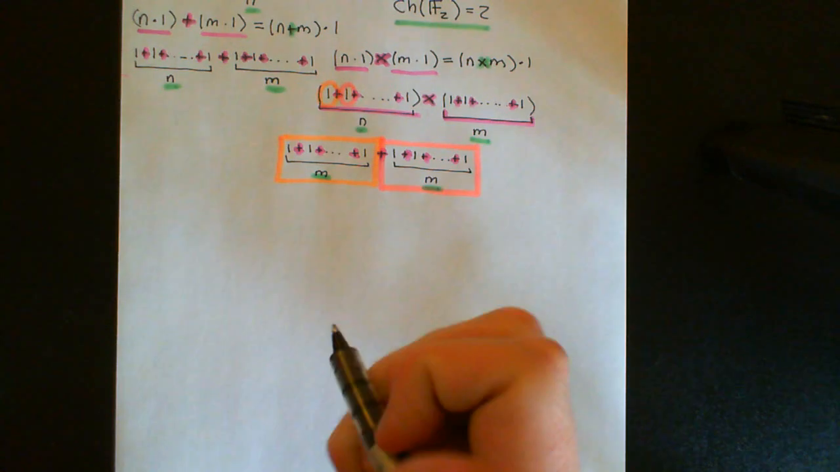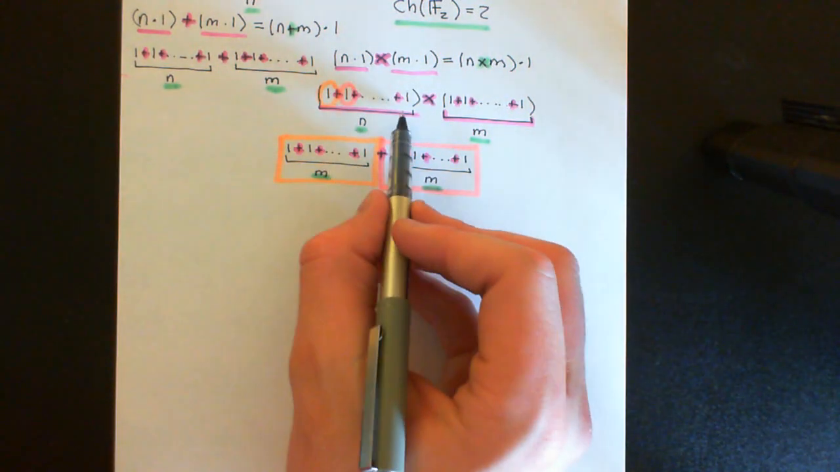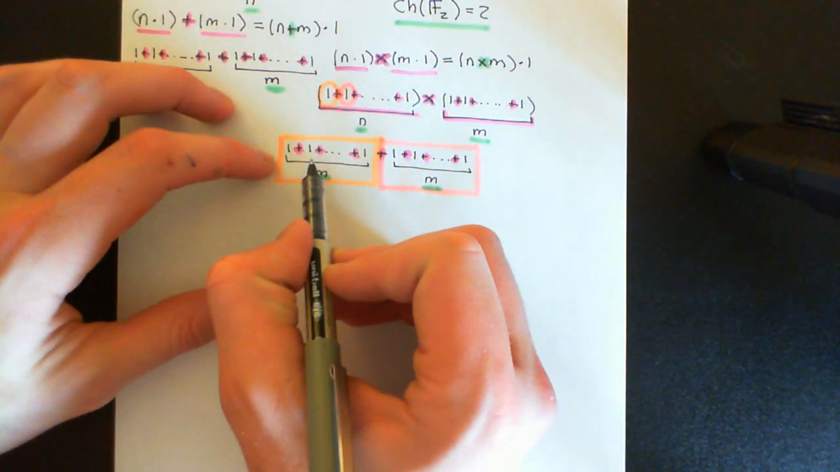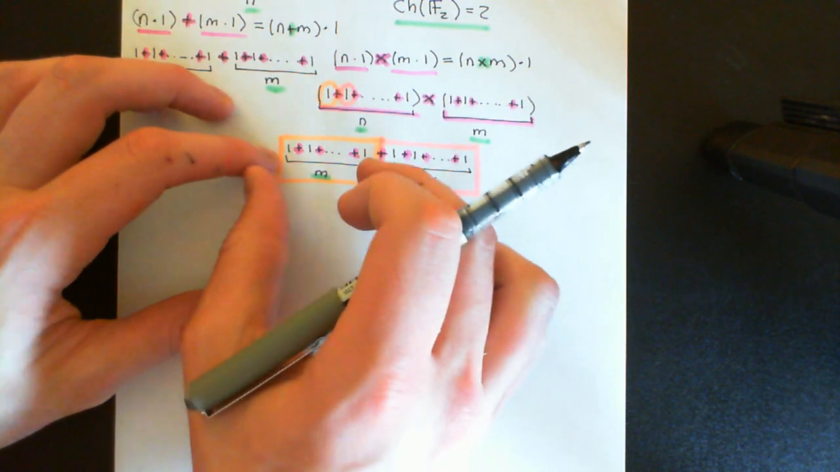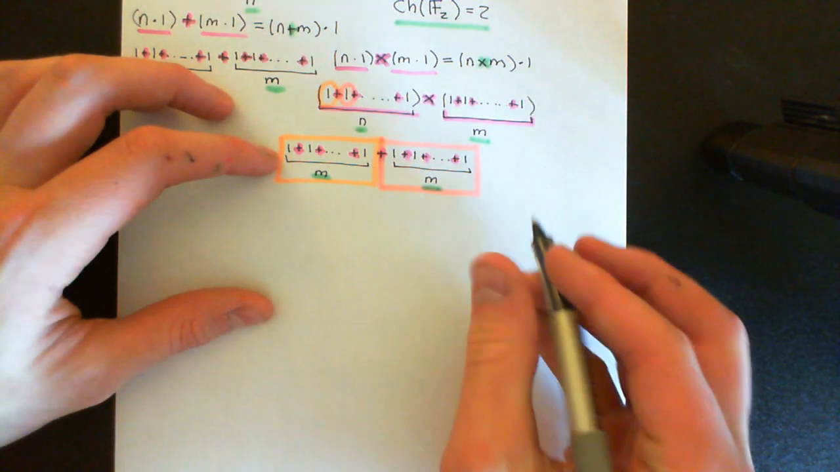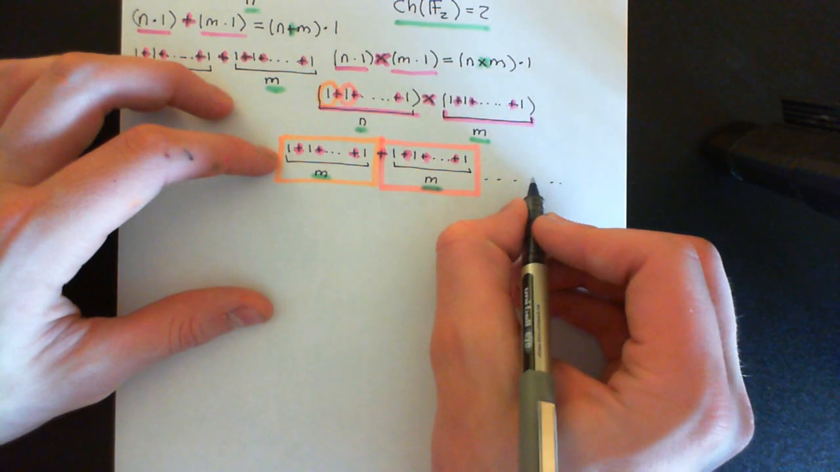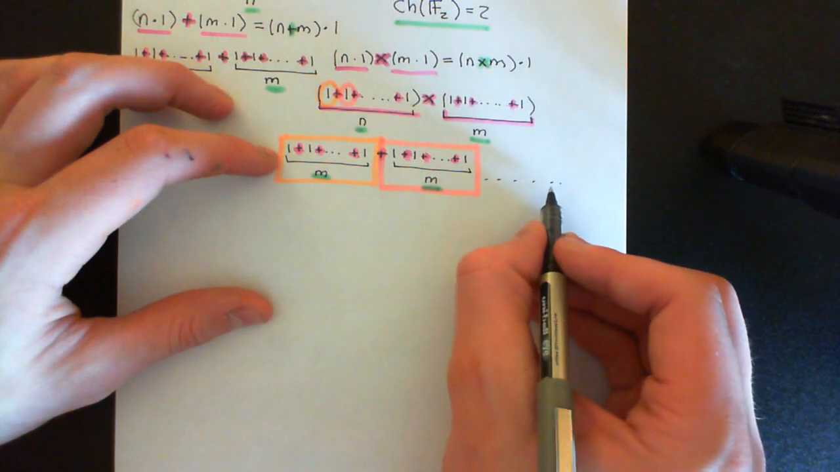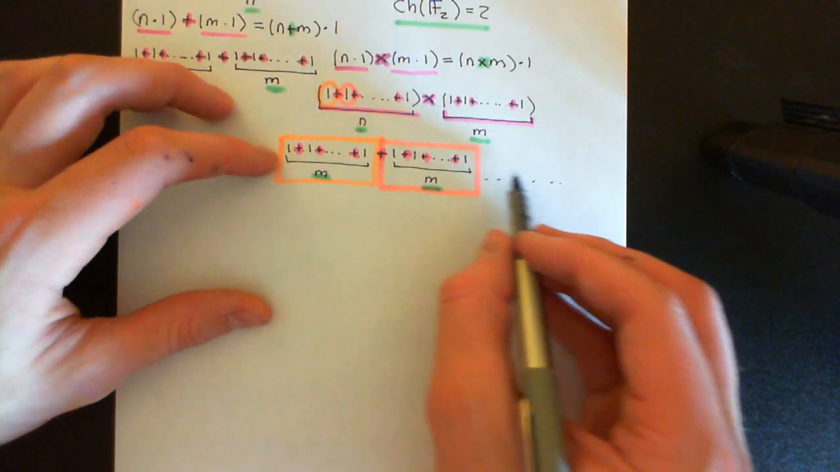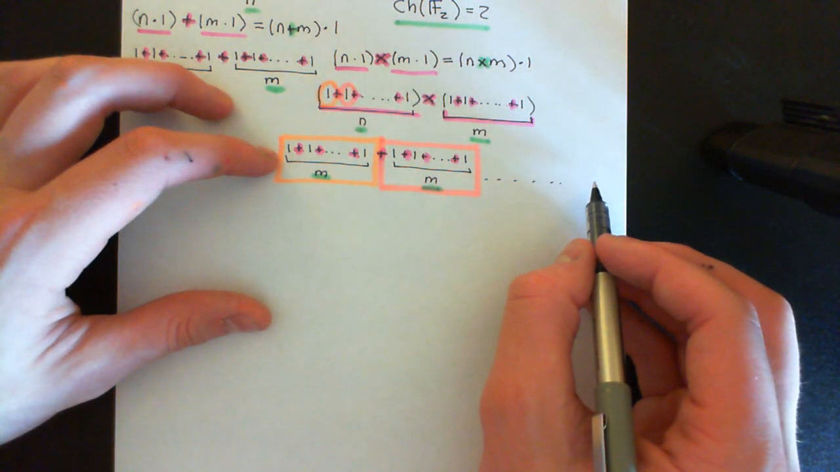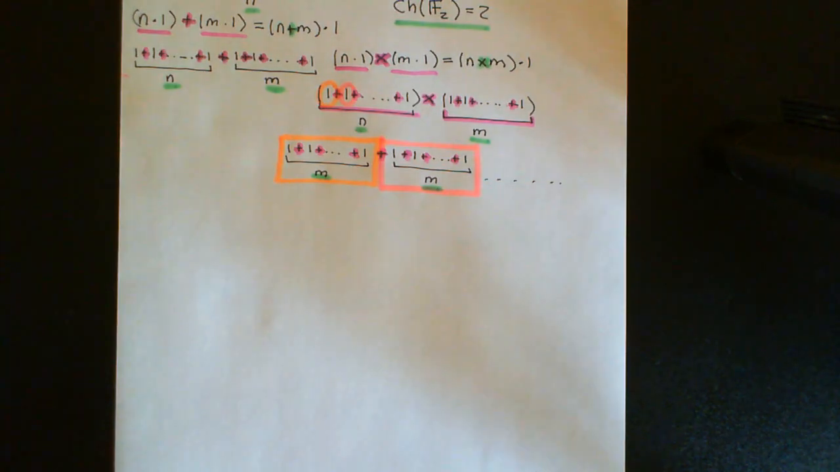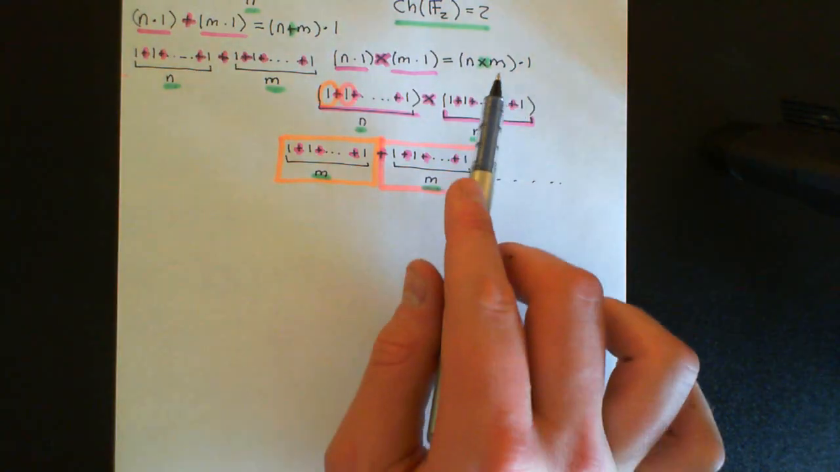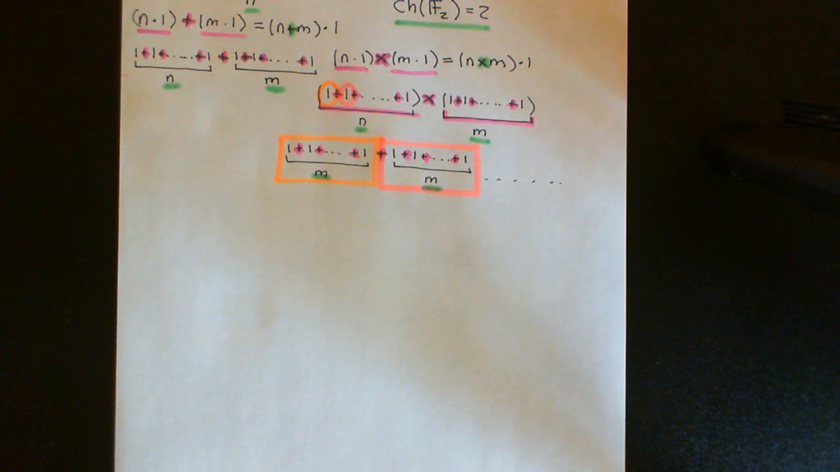Okay, and then of course you'll do this for all n 1s here. So you'll have n lots of these m lots of 1 all added together. So this will go on, and you'll have n of these boxes basically. So how many 1s are you overall going to have in this great big string? Well, you're going to end up with n times m lots of 1 being added together. Hence why the answer is n times m in the natural numbers dot 1.